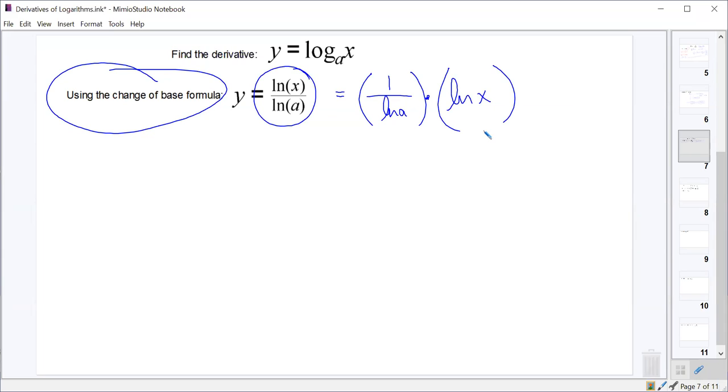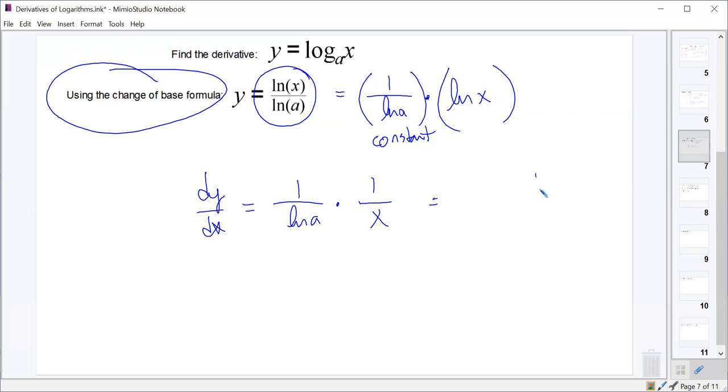All right, what is a? A constant. It's a constant. So what's the natural log of a? Still a constant. And then 1 over the natural log of a is still a constant. Right, so this is all just a constant times the natural log of x. So I keep the constant, then take the derivative of the natural log of x because they're being multiplied together.